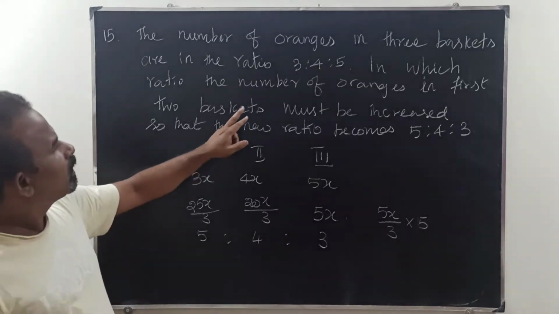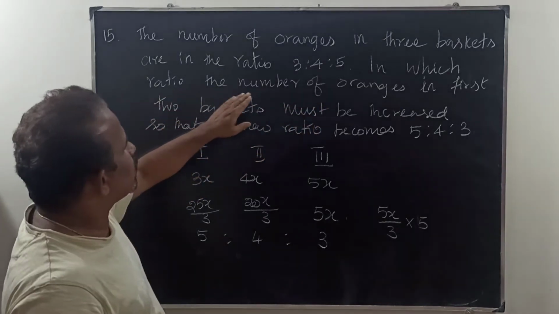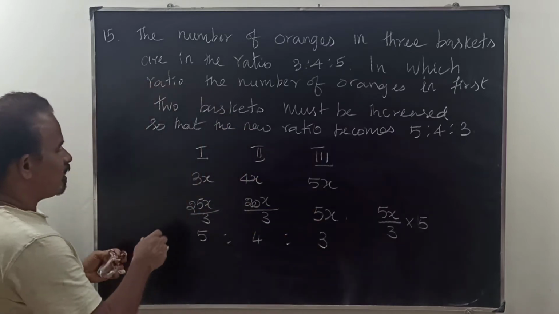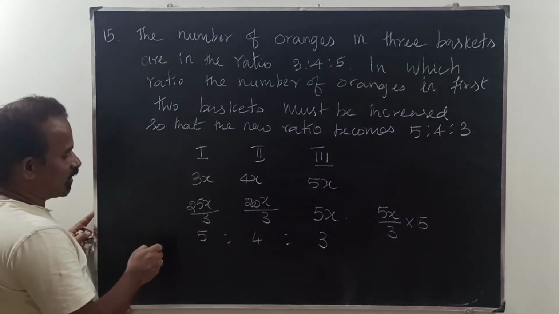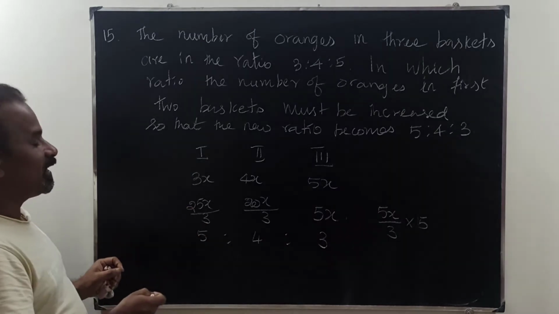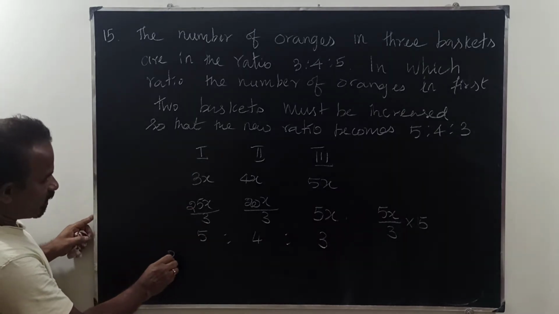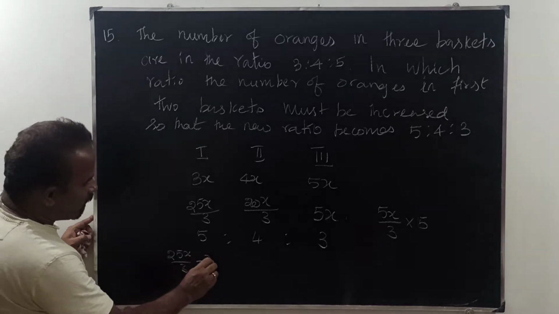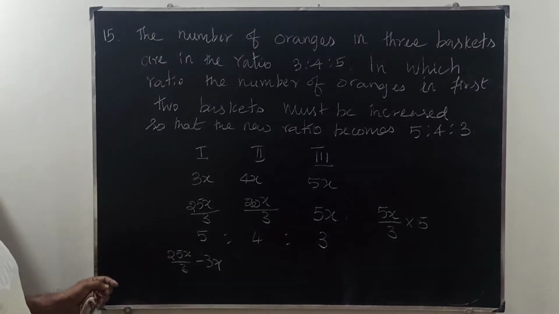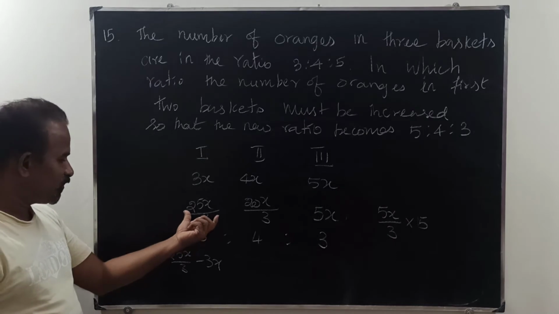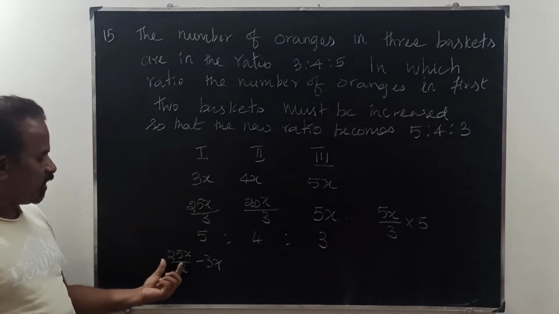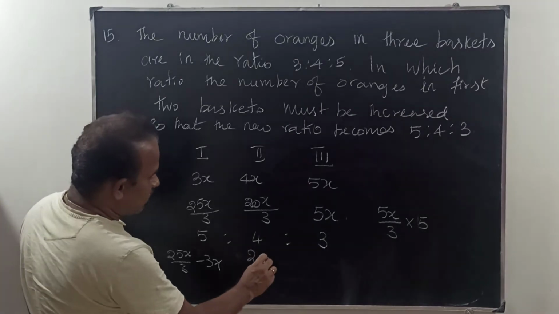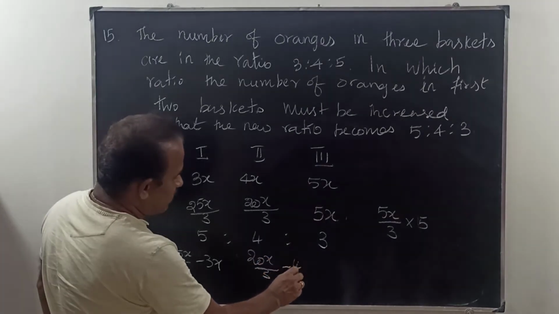Now in which ratio the number of oranges in the 2 baskets must be increased. So this is original. After increment, how much is it increased? That is nothing but 25x by 3 minus 3x is the increment. This is original, this is after increment. So this minus this will give the increment. Similarly here 20x by 3 minus 4x.